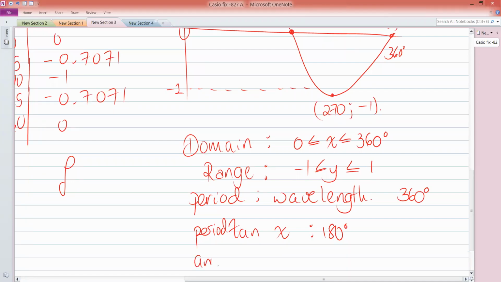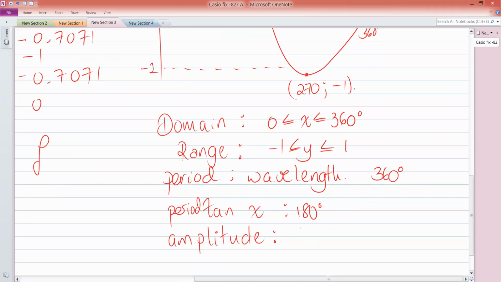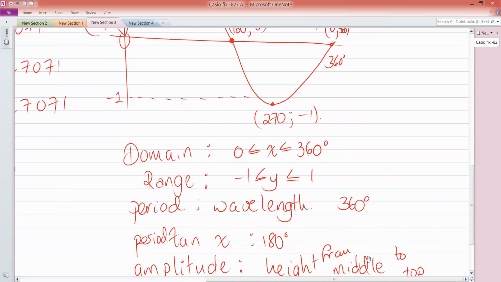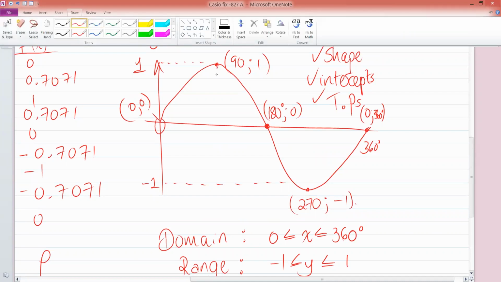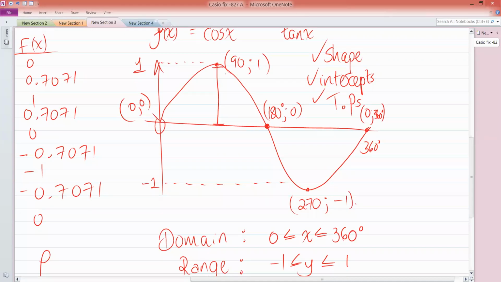Then we have what we call amplitude. Amplitude is the height from the middle of the graph, height from middle to top. So for this particular graph, if we look at the middle of the graph to the top, what's the amplitude for this one? From the middle to the top, that would be 1.